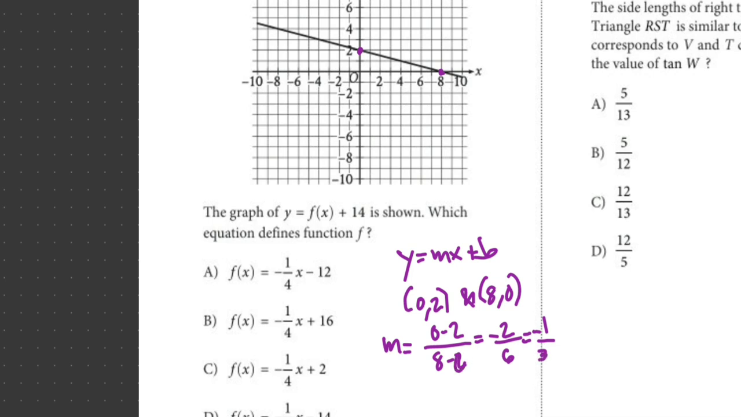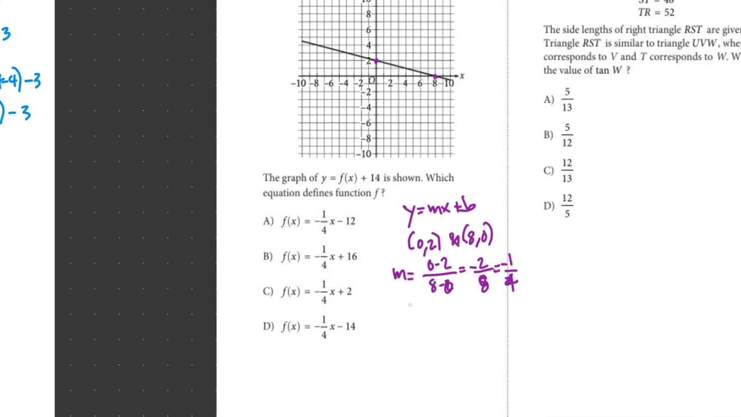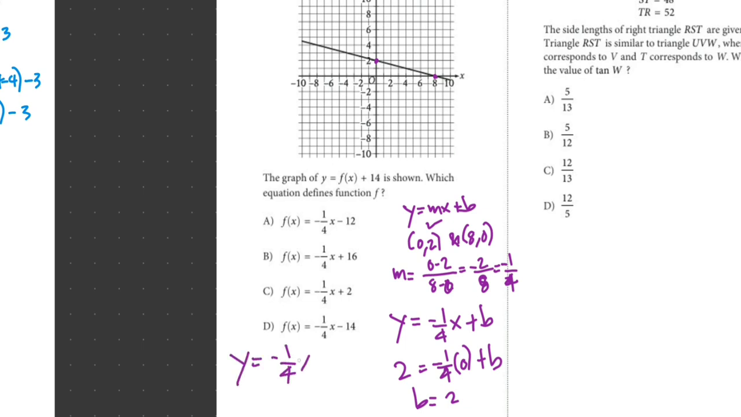2 over 8, negative 1/4. So our equation would be y equals negative 1/4 x. We don't know b. So let's choose either of the 2 points. Let's say we choose this one, 0, 2. 2 equals negative 1/4 times 0 plus b. So b is equal to 2. So the equation would be y equals negative 1/4 x plus 2.